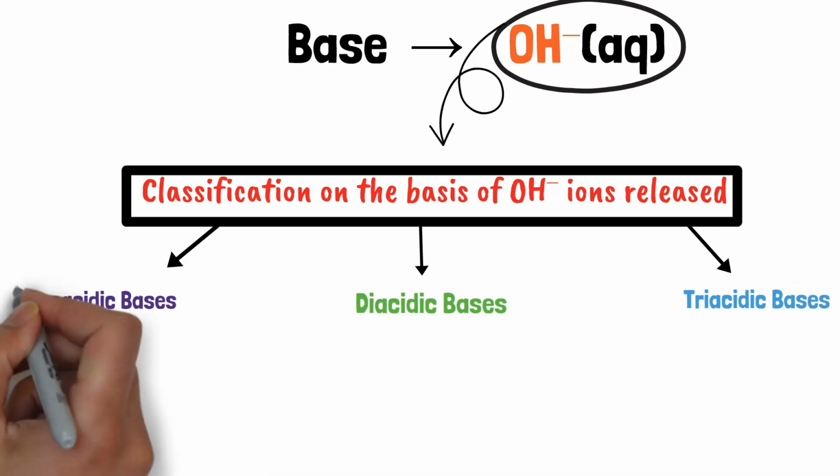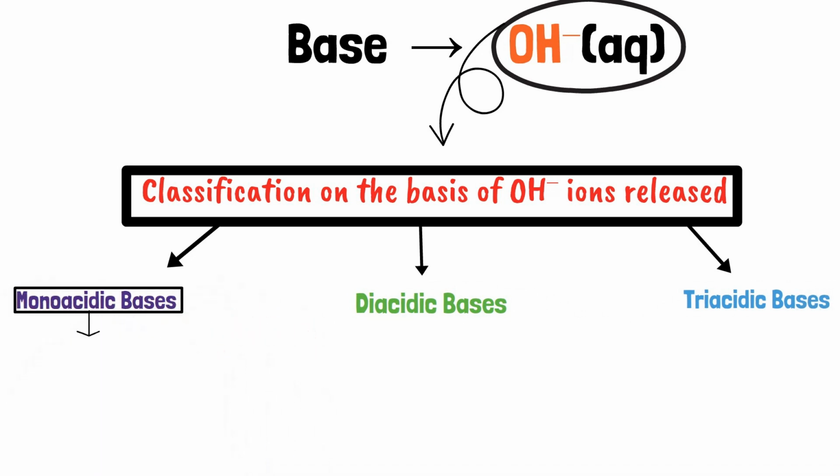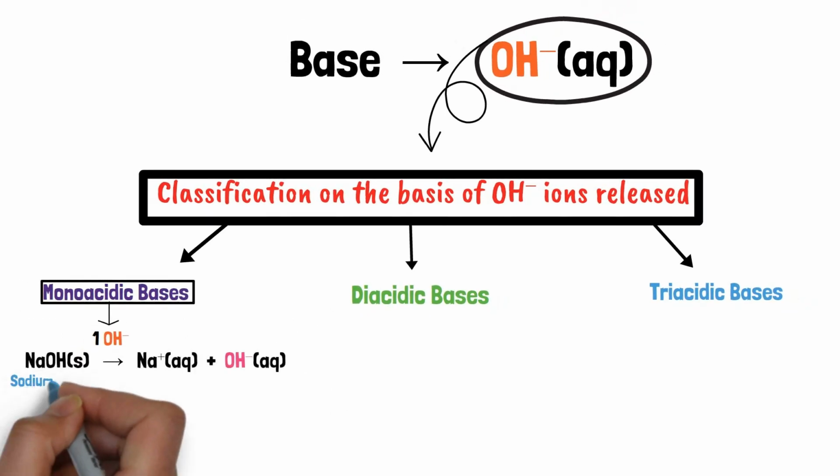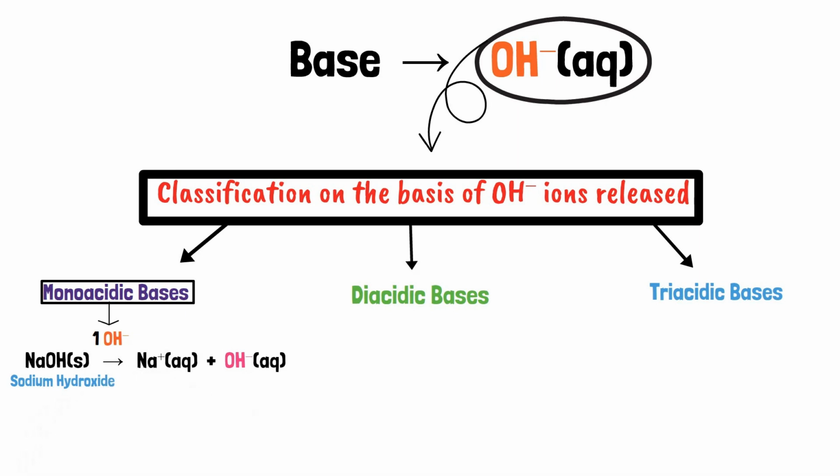bases. Monoacidic bases release one OH negative ion per molecule. For example, sodium hydroxide and potassium hydroxide.